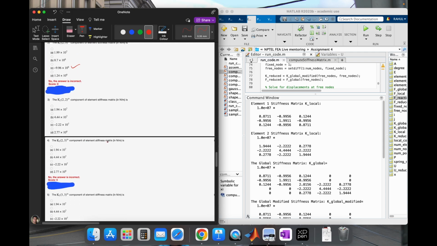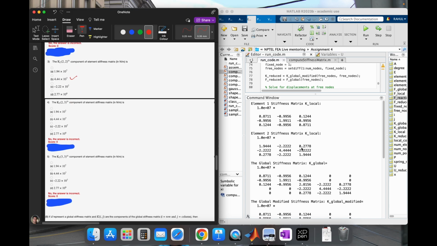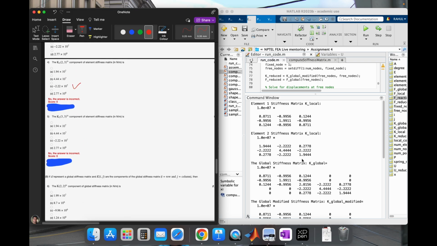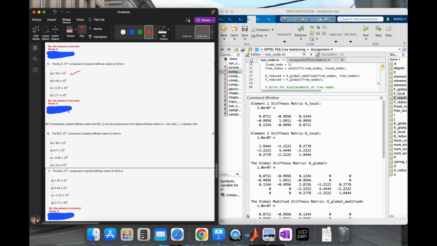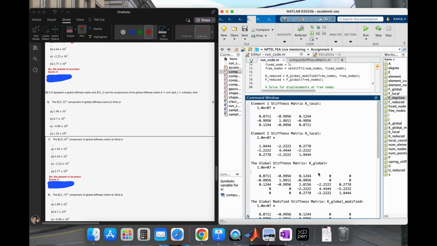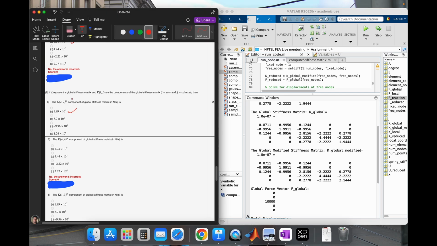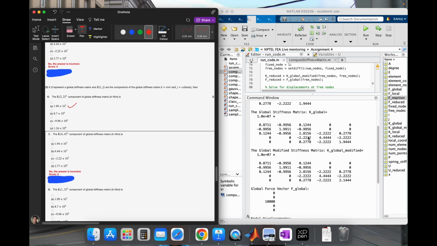Now it is saying element 2 and index 2 2, that is 4.44, so this is the correct answer. Now element 2, index 2 3, minus 2.22, so this is the correct answer. Now 3 3, so 1.944, so this is the correct answer. Now it is saying if K represents the global stiffness matrix and Kij are the components of the global stiffness matrix, then this is our global stiffness matrix. So what is 2 2? 2 2 is 1.911 into 10 raised to the power 7, so this is the answer.